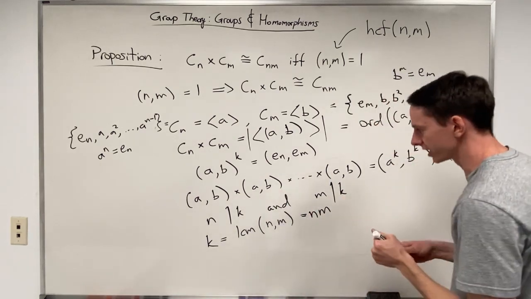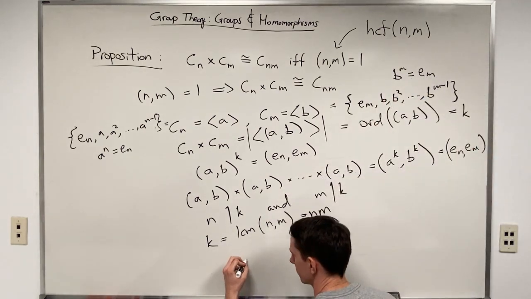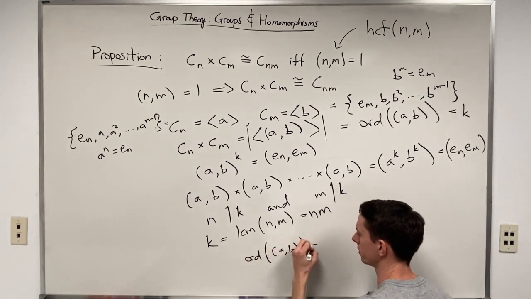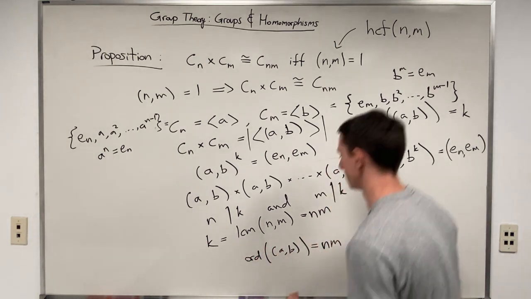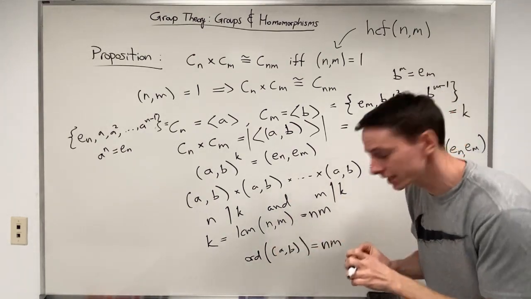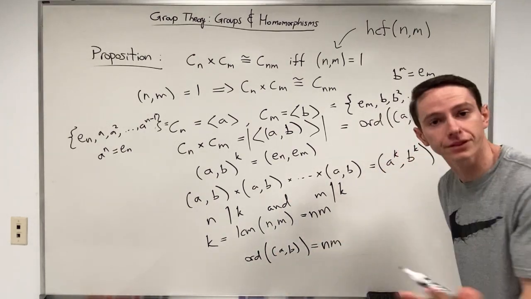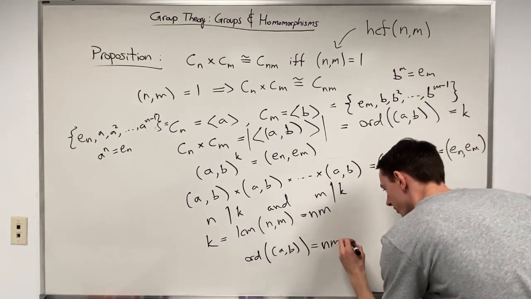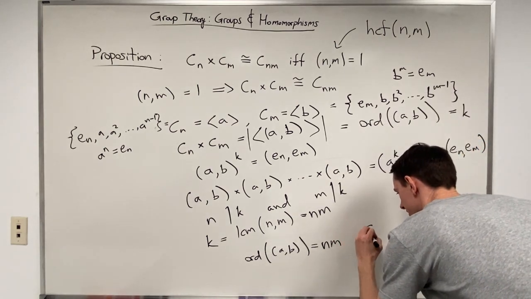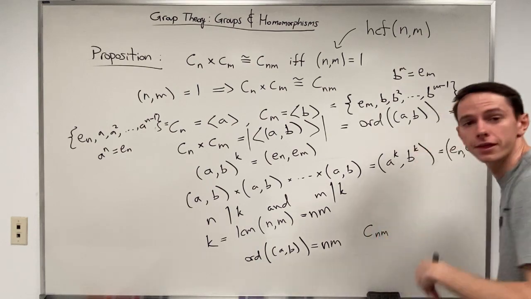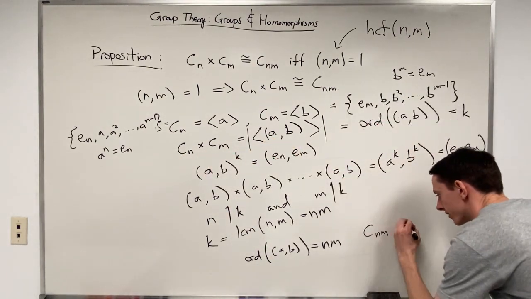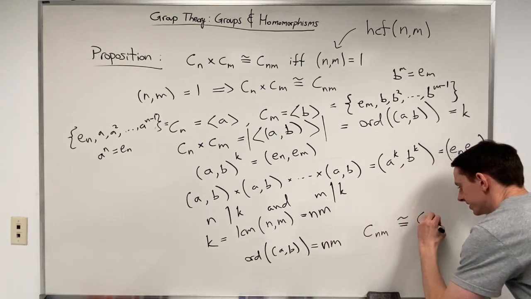So another way of saying this is that the order of (a, b) is nm, and because it is a cyclic group, this therefore has to be the cyclic group of this order. This has to be the group C sub nm. Therefore, we've just shown that C sub n cross C sub m is isomorphic to C sub nm.